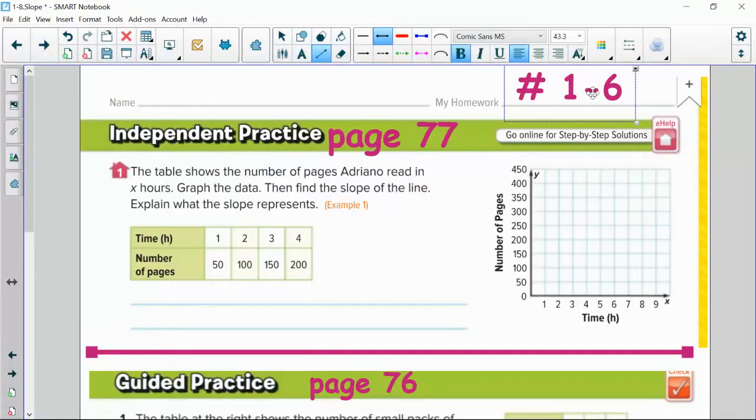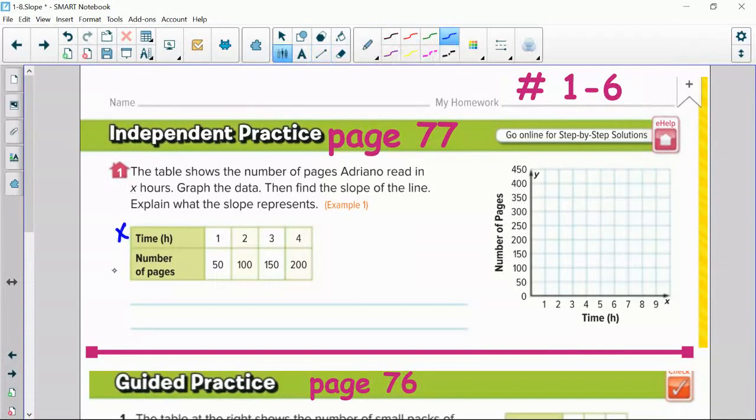Homework. Let's do 1 through 6. Now, one of your problems has multiple parts on it. So technically, this is all 10 problems. All right, so we have a table that shows the number of pages that Adriano reads in X hours. We have to graph the data. Remember again, this is my X, this is my Y. Then we have to find the slope. So at 1 and 50, 2 and 100, 3 and 150, and 4 and 200. So this is what your graph should be looking like.